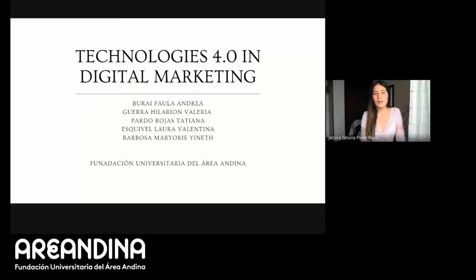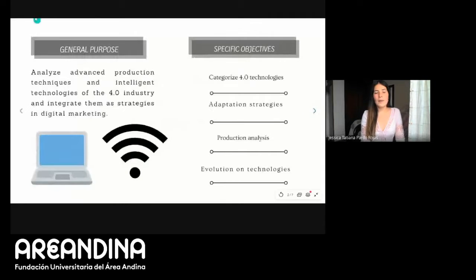Good morning. Today, together with my partners, we are going to talk about my research project on 4.0 technology in the digital market. The first is the general purpose, that is, to analyze advanced production techniques and intelligent technologies of Industry 4.0 and integrate them as strategic in the digital market.